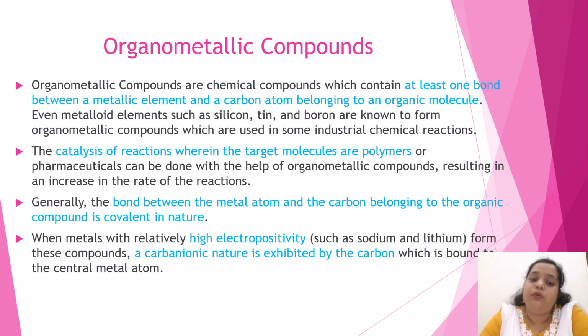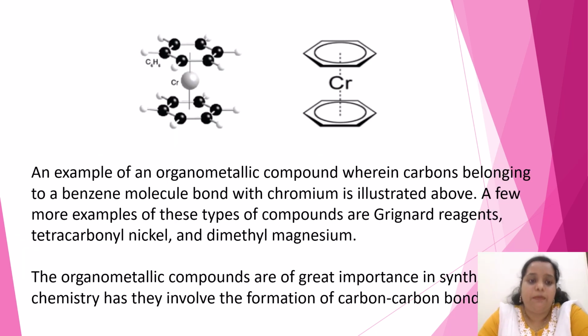Generally, the bond between the metal and the carbon belonging to the organic molecule is covalent in nature. When metals with relatively high electropositivity, such as sodium or lithium, form these compounds, a carbanionic nature is exhibited by the carbon which is bound to the central metal atom. Here is a diagrammatic representation of an example of an organometallic compound, where carbons belonging to the benzene molecule bond with chromium. A few more examples of these compounds are Grignard reagents, tetracarbonyl nickel or dimethyl magnesium.